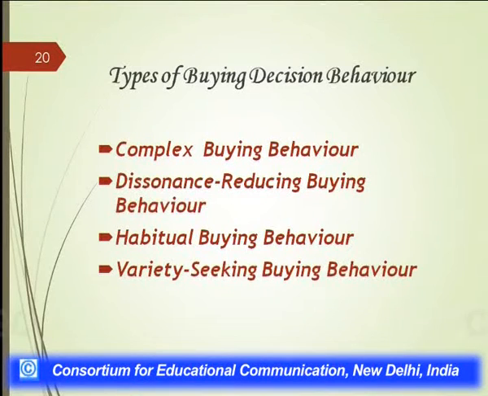in reducing their dissonance. So, students, we have understood that there could be different types of decision making which come into force: there could be a complex buying behavior, a dissonance reducing buying behavior, a habitual buying behavior, and a variety seeking buying behavior. Which particular buying behavior a consumer is going to exhibit again depends on the kind of products and services he wants to buy. Say, for example, the consumer is looking for a new brand of car.